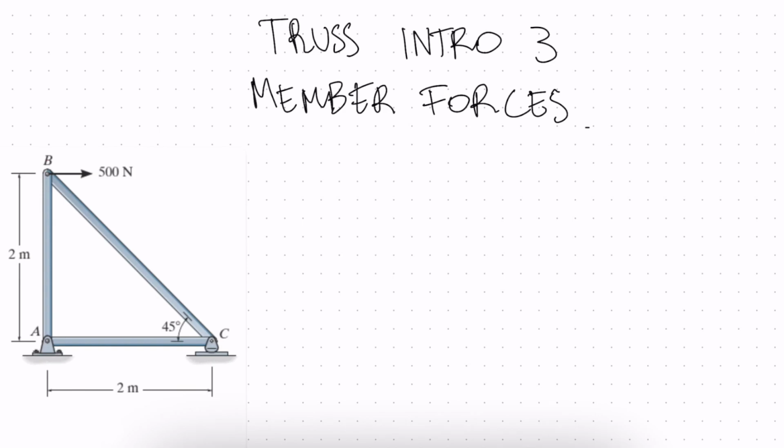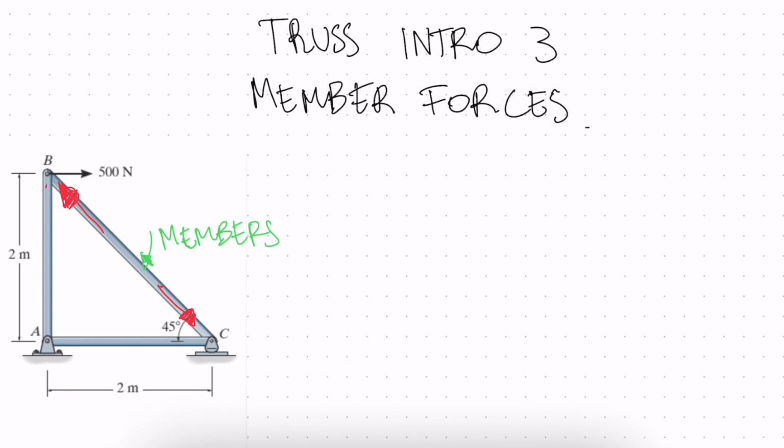All right, so welcome to the next video on truss analysis. In this video, we're going to look at the idea of member forces. So these are our members. Our members can either be in compression, where the arrows are going towards a pin, like compressing the pin, you can think of it, or they can be in tension, where the arrows are facing inwards.